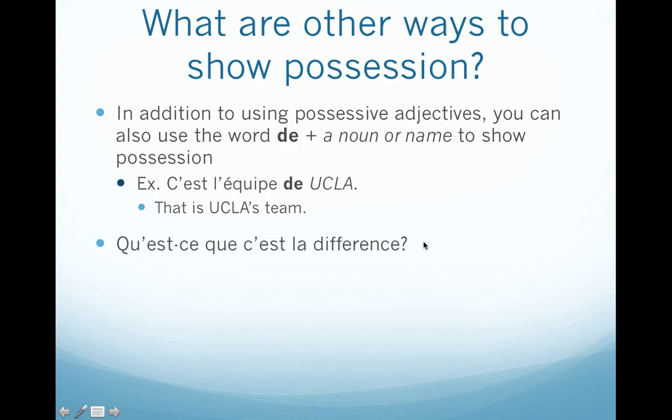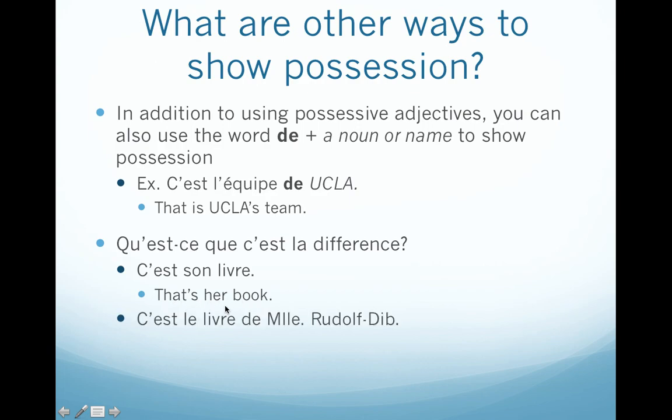So what's the difference between using possessive adjectives and using de? It's not that one is grammatically correct and one is not. They are both grammatically correct, they just serve different purposes. So for example, if you use a possessive adjective and you say c'est son livre, that translates to that's her book or his book, either one. But if you say c'est le livre de Mademoiselle Rudolph Dieb, that means that's Miss Rudolph Dieb's book.